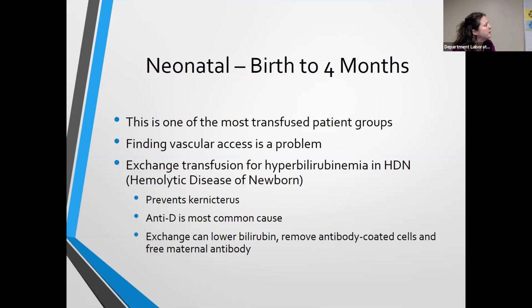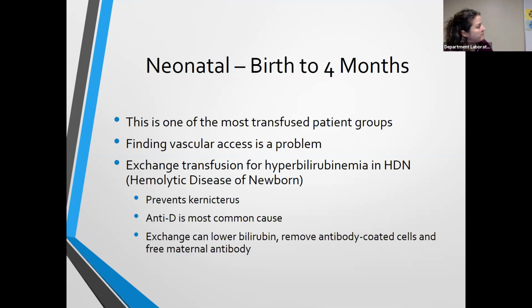All right, so let's talk a little bit about neonatal transfusion, and this is from birth to about 4 months of age. This is actually one of the most transfused patient groups. Oftentimes, if you work at a facility that has a NICU, you will do a lot of neonatal transfusion preparations.